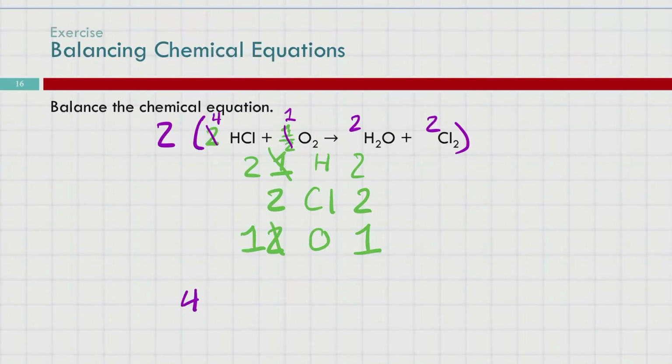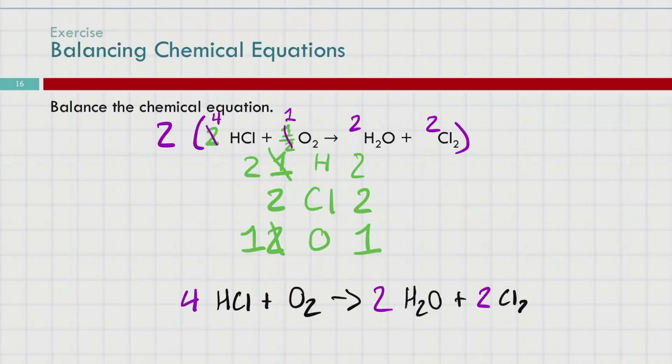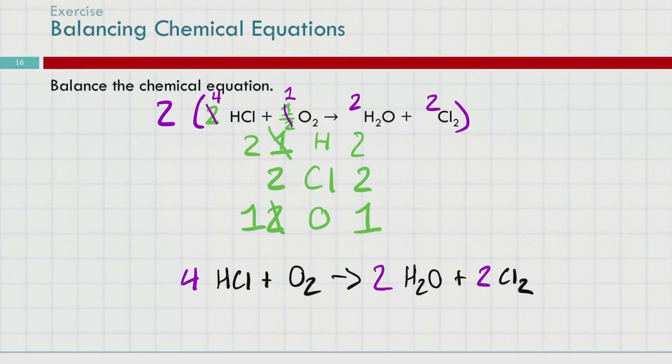So we end up with 4 HCl plus O2 goes to 2 H2O plus 2 Cl2. And it's always a safe bet to go through and recheck and make sure that it's balanced. But I'm not going to do that. Any questions? Again, you can do the other way.